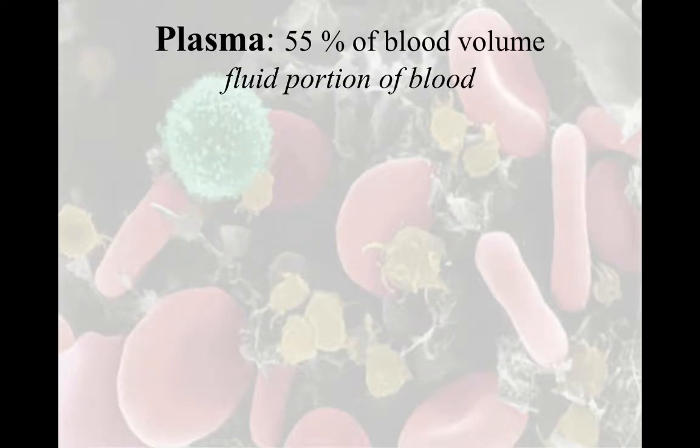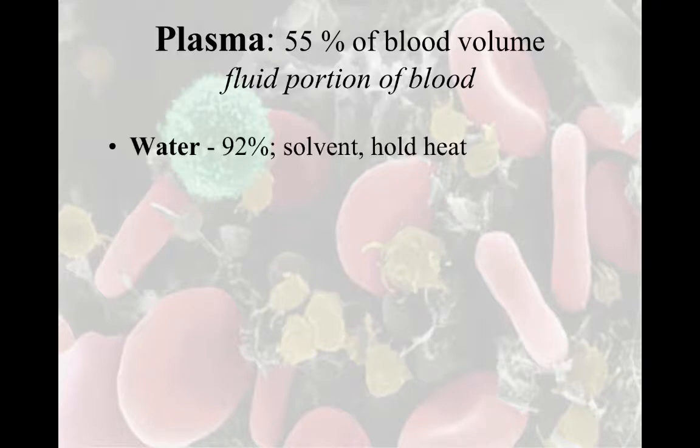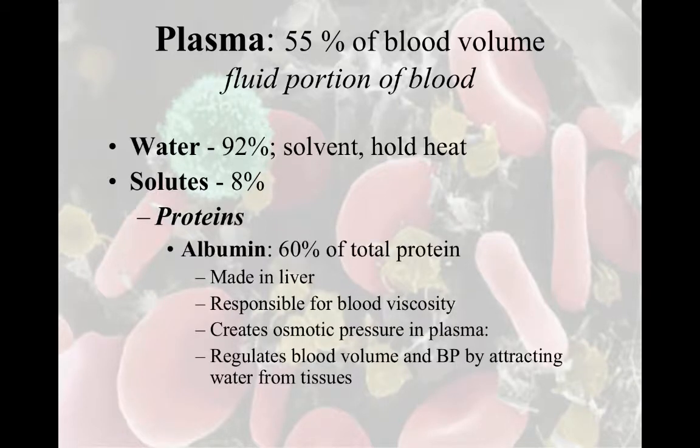So again, plasma is 55% of blood volume, the fluid portion of blood. It's about 92% water, which as a solvent holds heat. The solutes within plasma make up about 8% of the plasma composition. These solutes are proteins, and albumin, which is a protein, is 60% of the total protein mass within plasma. It's made in the liver, it's responsible for blood viscosity, it creates osmotic pressure in plasma, and it regulates blood volume and blood pressure by attracting water from the tissues.